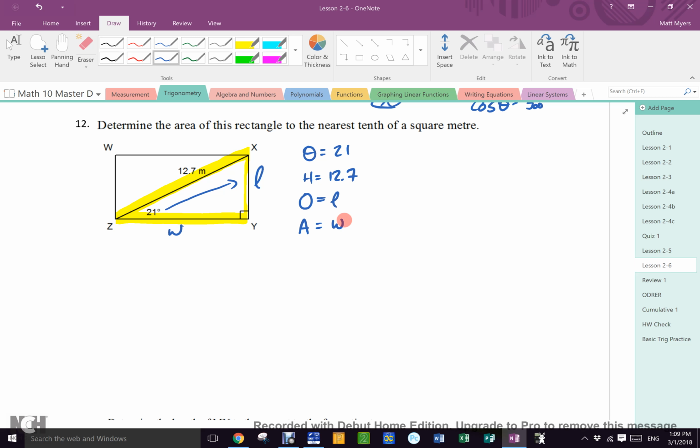Okay. So what would find us the O? It was sine, correct? So we are not going to touch our calculator. Sine 21 equals L over 12.7. We're still not going to touch our calculator. What would I do here?